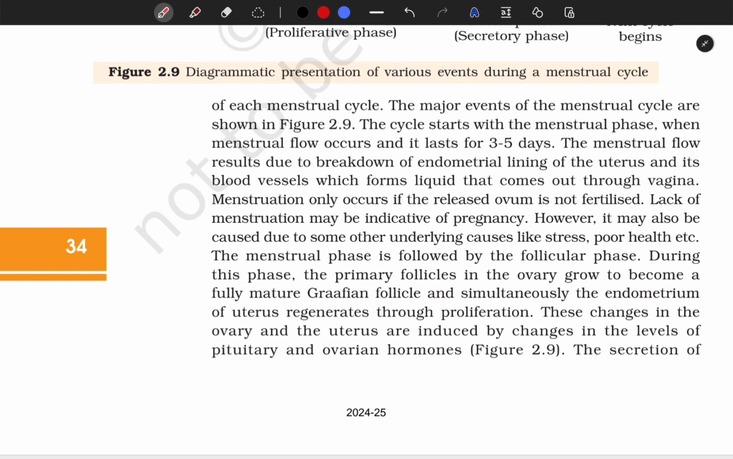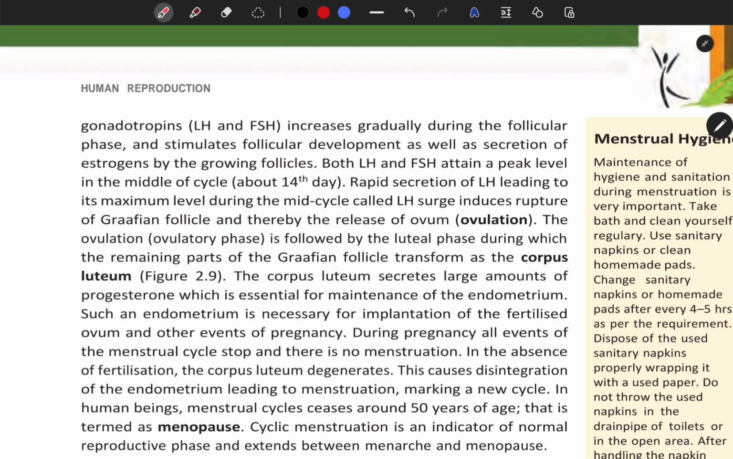During this phase, the primary follicles in the ovary grow to become a fully mature Graafian follicle, and simultaneously the endometrium of uterus regenerates through proliferation. These changes in the ovary and the uterus are induced by changes in the levels of pituitary and ovarian hormones. The secretion of gonadotropins, that is LH and FSH, increases gradually during the follicular phase and stimulates follicular development as well as secretion of estrogens by the growing follicles.